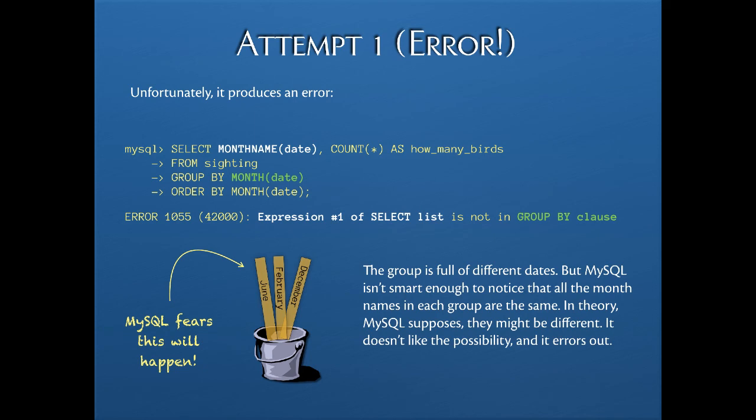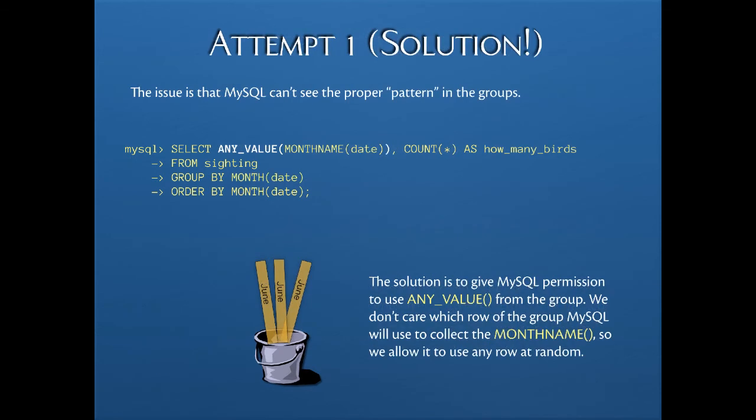Now, of course, we know it's not going to happen, right? We grouped by the month. So if all of the groupings have month 06, they're all going to be June. So what's MySQL worried about here? It just doesn't seem to make any sense, right? All right. Here's the solution. What we do is we give MySQL permission to use any row in that group to extract the month name.